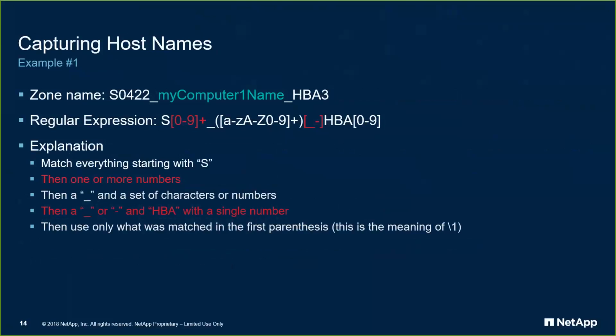The letters afterwards, HBA, this indicates that it must specifically match that order because we do not have brackets around HBA. It must follow that to the T. So if we had a lowercase HBA and we had case sensitive turned on, right, this would not capture that. The final set of bracketed characters here, 0 through 9, they're going to match any digit 0 through 9. So in this case, the number 3. So with this regular expression, we are able to extract my computer one name. Okay, any questions?